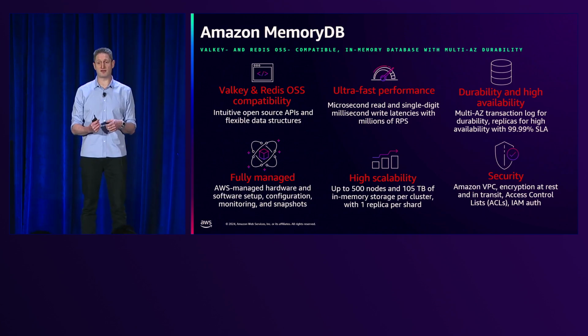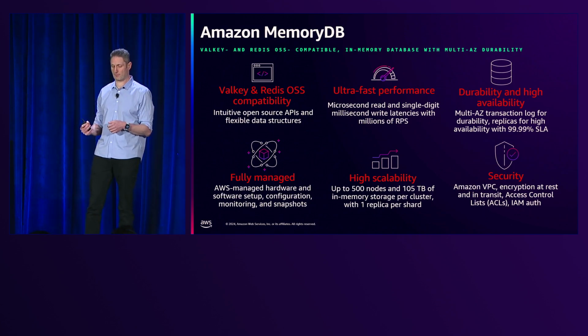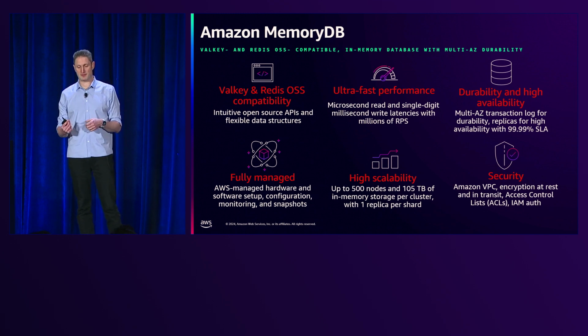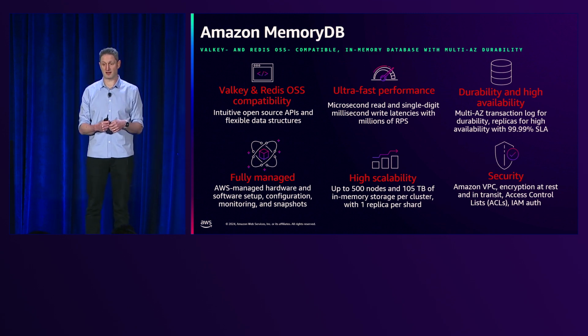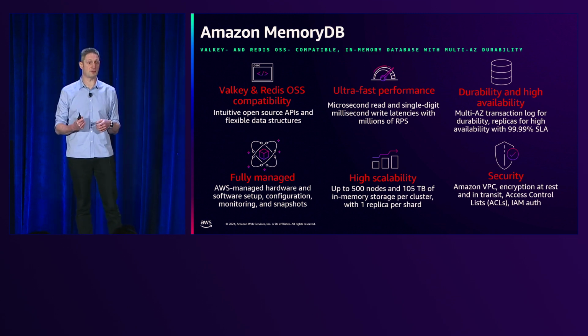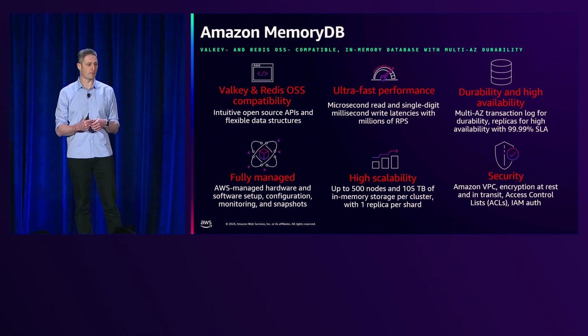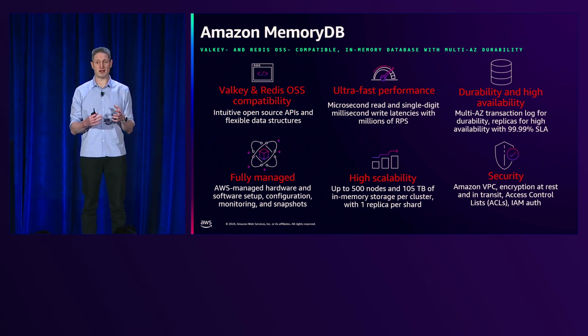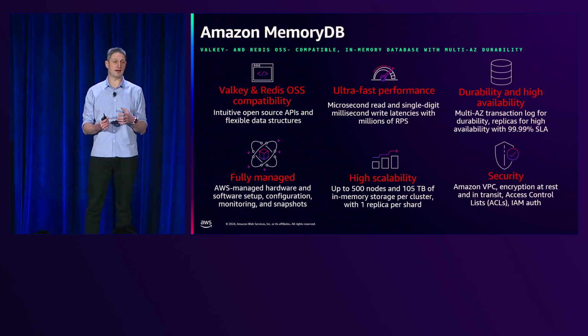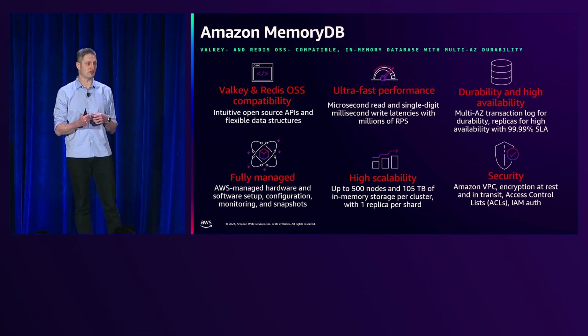So what is Amazon MemoryDB? It is the fastest durable database that AWS offers today, with microseconds read latencies and low single-digit millisecond write latencies. A single node can support up to 450,000 read requests per second and 100,000 write requests per second. It has a memory-first architecture, so all of the data is in memory, and the durability is achieved by a transactional log. So that's how you get the very low latencies and the high performance.